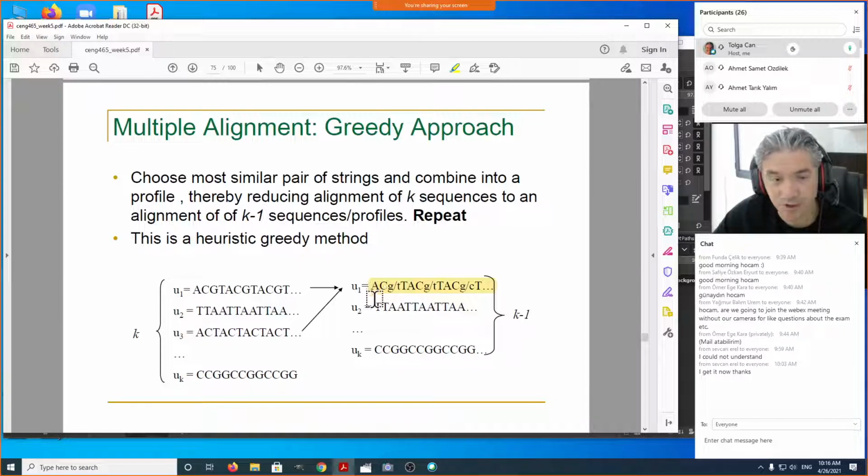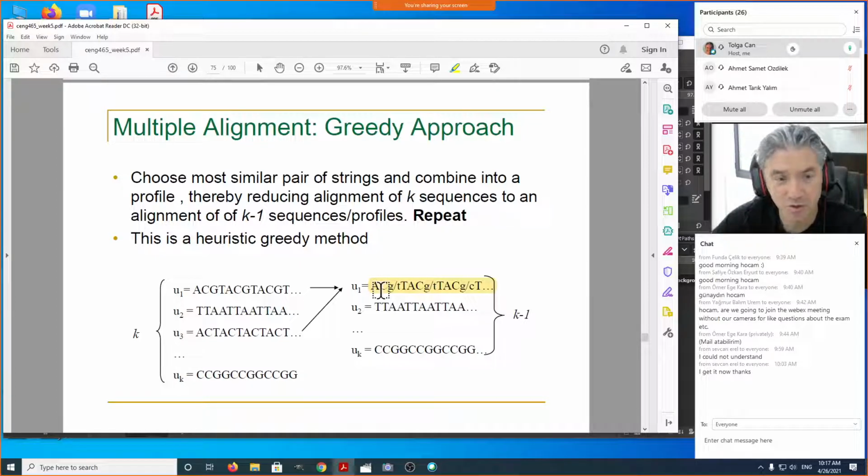So the first position is pure A. The second position is pure C. And at the third position, I have a G and T mismatch. So the third position is a hybrid nucleotide, half G, half T. Then I have TAC. I may also have gaps at some places. So basically, U1 becomes the profile. After you do the alignment, you get two sequences that are aligned, and you can build a profile of these two sequences, and U1 becomes a hybrid profile sequence.